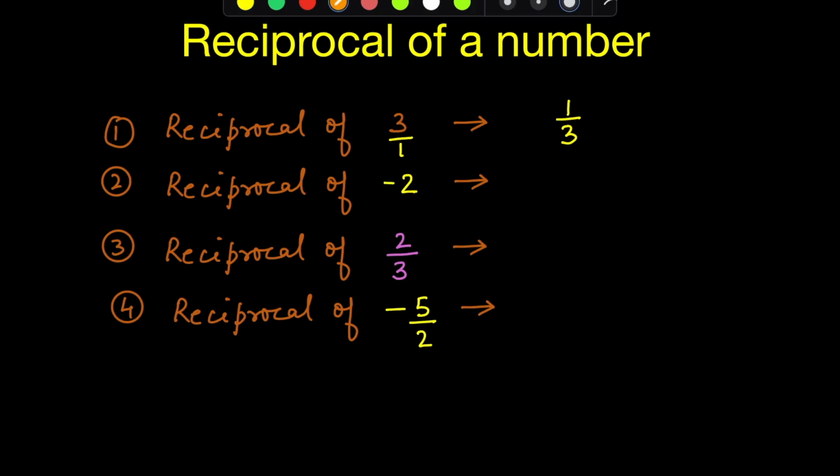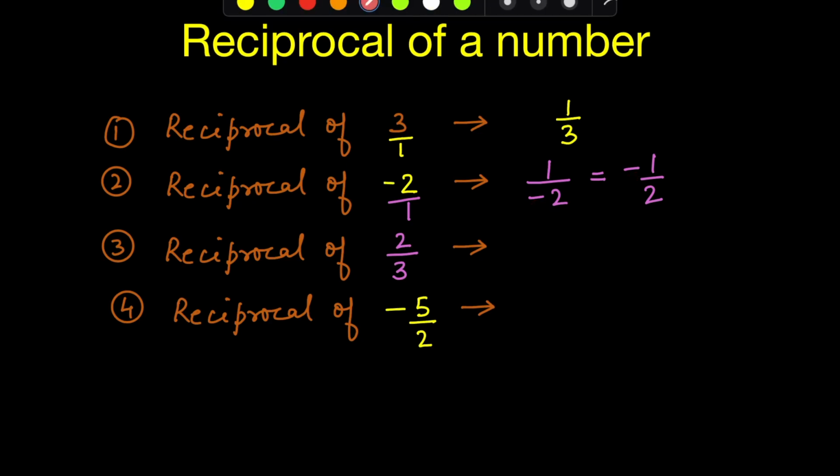Same goes with the next, reciprocal of minus 2. So what we'll do, we'll write minus 2 over 1. So always express it as a fraction. And now what is the reciprocal? It will be 1 over minus 2, which we can also write as minus 1 over 2. Generally we don't take minus in the denominator, so we move it to the numerator.